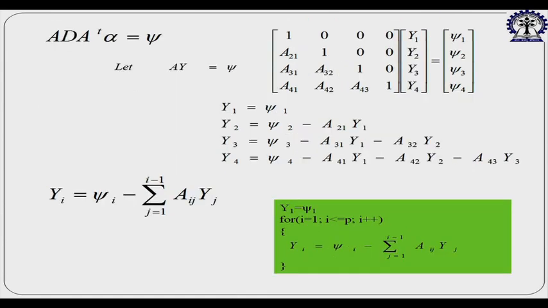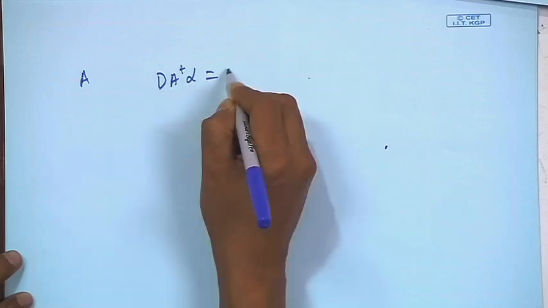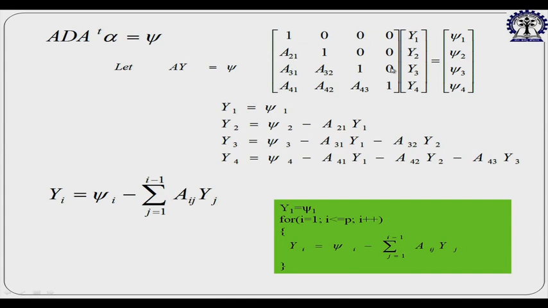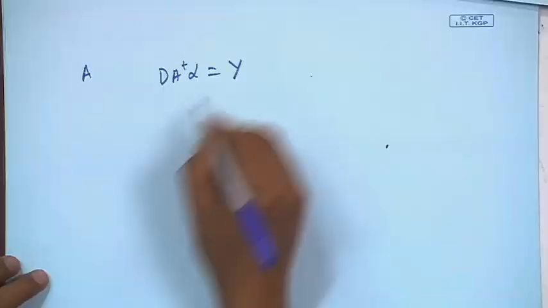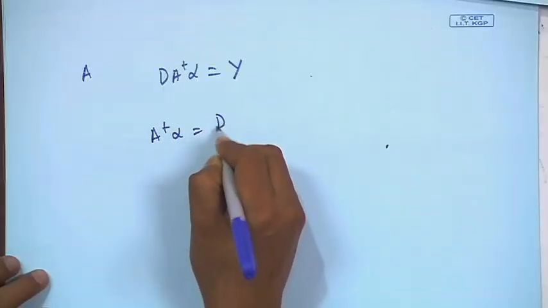Now, for A D A transpose alpha, instead of the right-hand side I write the y matrix. So D A transpose alpha is equal to the y matrix. I can write this again with A, y 1 and so on, solve and generalize this, because for any order this is the generalization. I get the y value. So D A transpose alpha is equal to y, therefore A transpose alpha is equal to D inverse y.